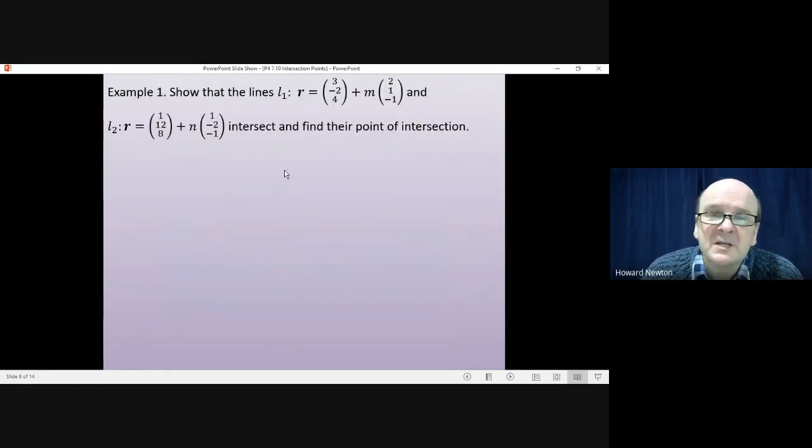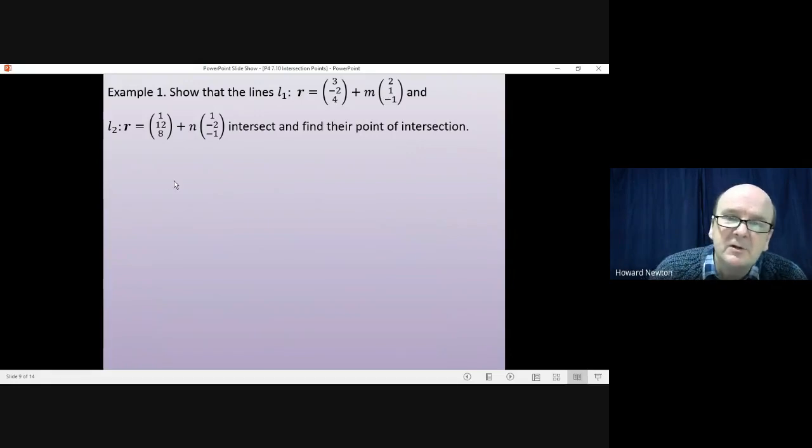Okay, let's have a look at an example. Show the lines L1 and L2 intersect and find their point of intersection. Now, a bit like in the previous lessons, I'll be creating a single column vector to get the equation of each line, and then you'll get equations for the i values, j values, and k values. I'll let you have a go at working your way through this yourself first. So see if you can make sense of what's going on, pause the video, come back to me when you're ready.